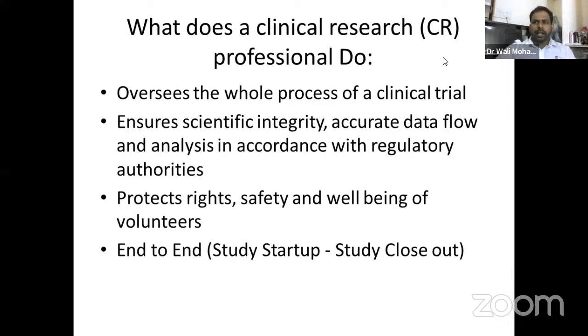So what exactly does a clinical research professional do? He oversees the whole clinical trial process. As I said, he will be completely involved in all the phases, from phase 1 to phase 4. He ensures scientific integrity and accurate data, the data collected from the sites. He makes sure the data we are getting from the sites is accurate, and we do a lot of analysis on that also, and protects the rights, safety, and well-being of the volunteers. It's your part to safeguard the human subjects involved in the trials. So it is end to end, guys, right from selecting the site to closing out the study. In between there could be a lot of serious adverse events and monitoring visits, and all will be done by the clinical research professional himself.